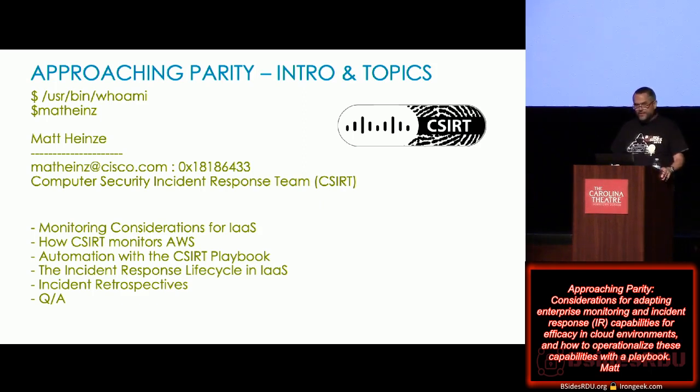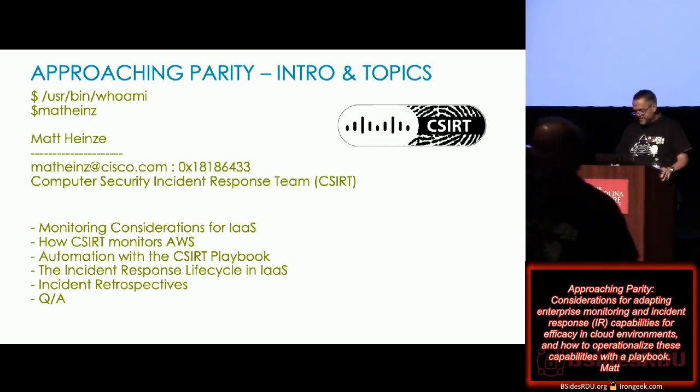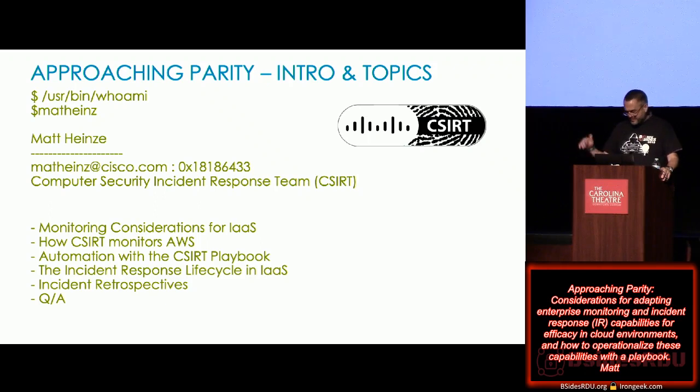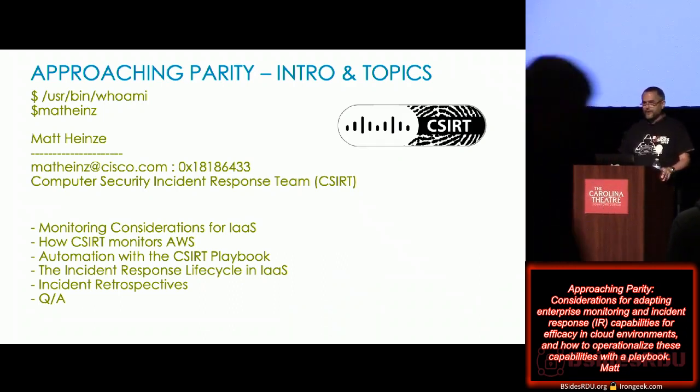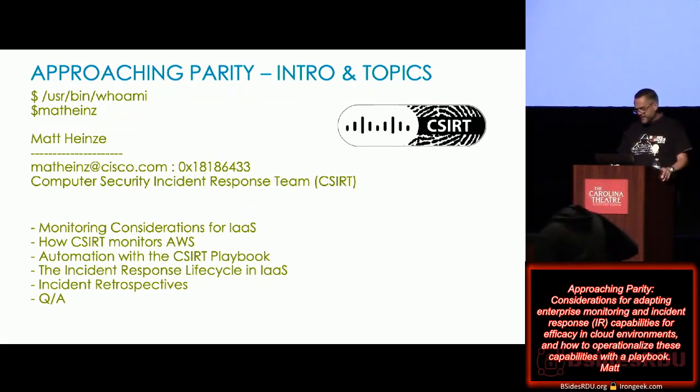And I should point out that although a lot of the terms that I use are AWS specific, we see architectural similarities with other vendors, and so the concepts that I talk about should apply just as well to other environments. And finally, this talk is intended for security practitioners, incident responders, and basically anyone whose role puts them in a place where they're responsible for monitoring and responding in cloud environments.